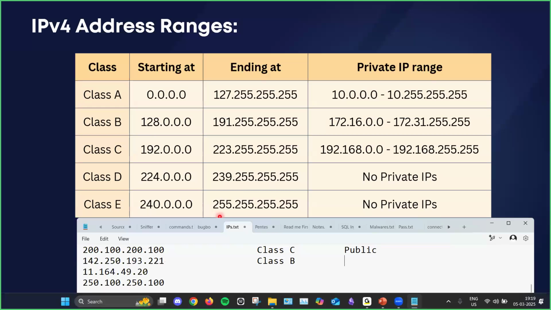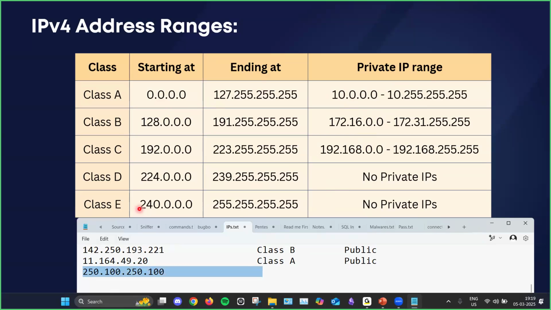And is it public or private? So the first octet is 142. This is definitely not matching here. For it to be a private IP, it should start at 172. Since it's not matching, it's a public IP as well. Next one, 11.164. 11 is class A, between 0 and 127. And since it's outside the private IP range, since it's not 10, it's a public IP. Class A, public.